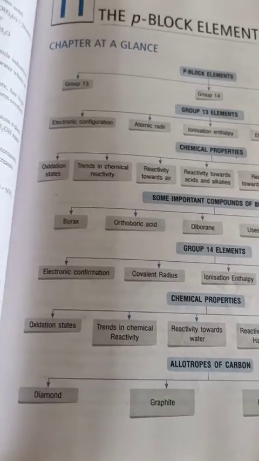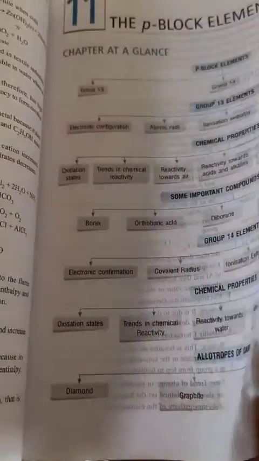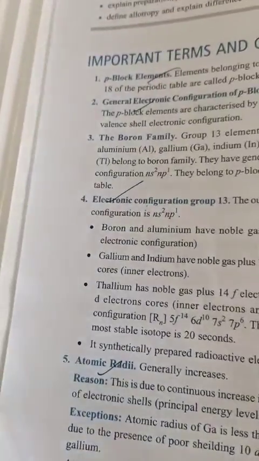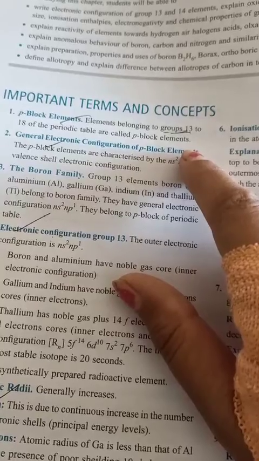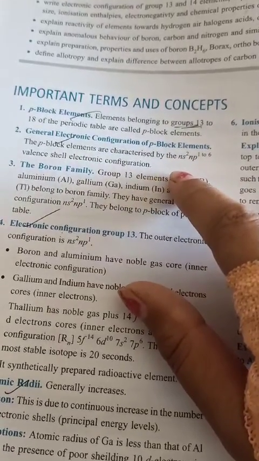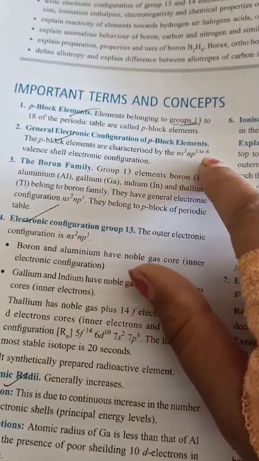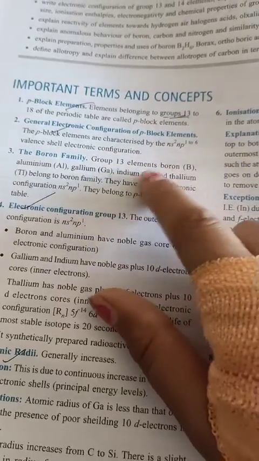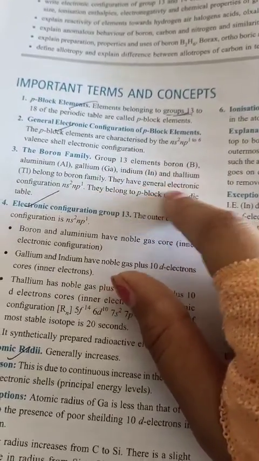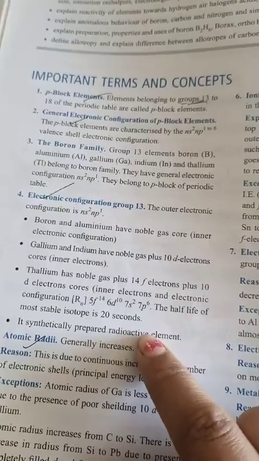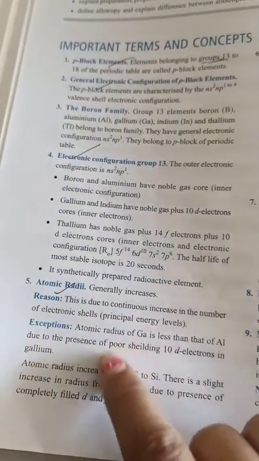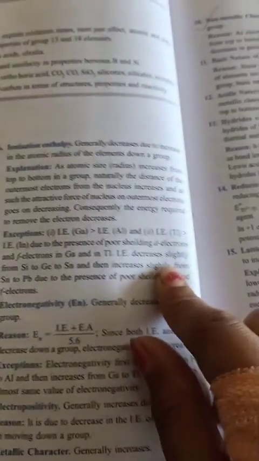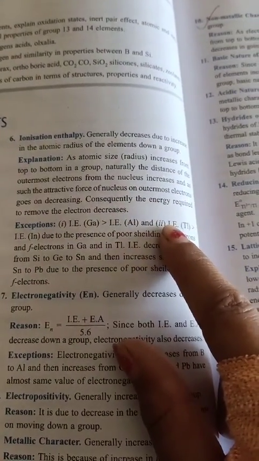Okay, so some things I would like to tell you. First, you can write these things solo in a copy. P block elements, group 13 to group 18, are coming. General electronic configuration is ns2 np1 to 6. The boron family is coming here in group 13, with electronic configuration ns2 np1. Atomic radii generally increases, though exceptions are there. Next is ionization enthalpy.